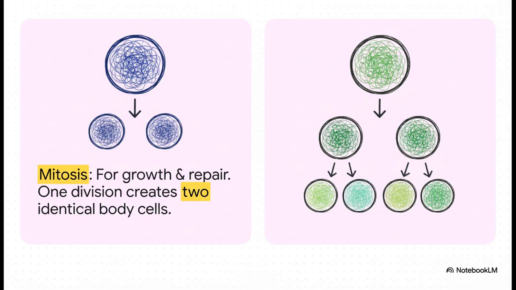Now, for life to grow and continue, that genetic code has to be copied. And the body has two main ways of doing this. On one side, you've got mitosis. This is for growth and repair. It's like a biological copy machine. One division makes two perfectly identical cells. But then you have meiosis. This is for reproduction. It's a special two-step process that actually shuffles the genetic deck to create totally unique sex cells. It's what ensures there's variety in the next generation.